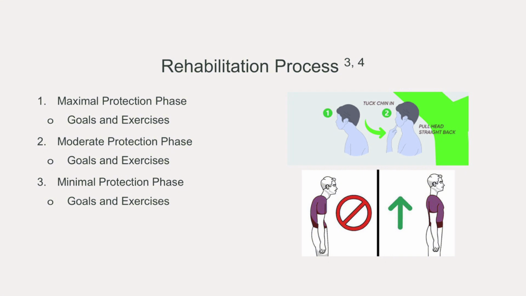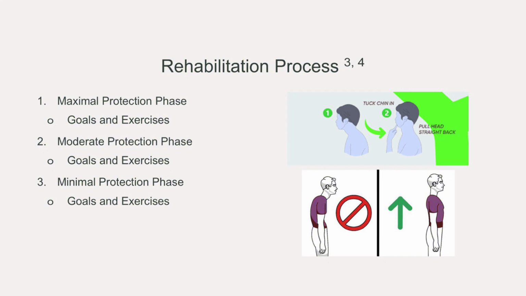Moderate protection phase, the goals include to start strengthening neck flexors, start performing dynamic isometric exercises, start upper quarter strengthening, which also includes scapular strengthening and postural training, and also start muscle stretching exercises. Exercises in this phase include the cranio-cervical flexion exercise, and this phase is going to be done in supine. You also have the four-way dynamic cervical extension exercise, the upper trap and levator scap stretches, and upper quarter exercises such as shrugs, scap squeezes, chest flies, and reverse flies.